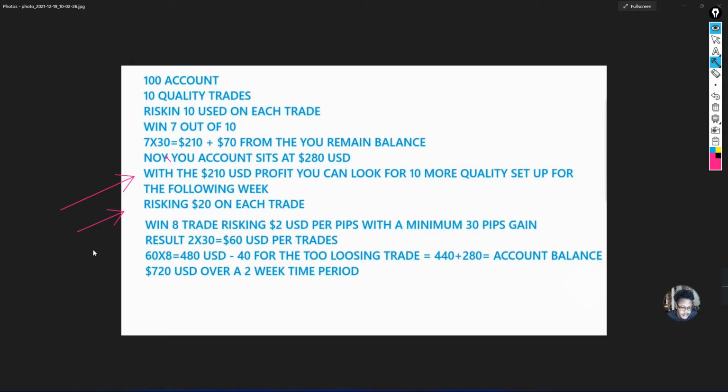So take for example, you're going in your second week risking $20 on each trade, which would be like $2 per pip. You're using like a 10 pip stop loss. All right. You're still targeting a minimum of 30 pips. At this point, the result will be your $2 per pip times your 30 pips, which would be $60. So you're basically making 60 USD per trade, targeting 30 pips, risking $2 per pip with a 10 pip stop loss. So at this point, you would have won 8 trades, which will be equivalent to $60 per trade.